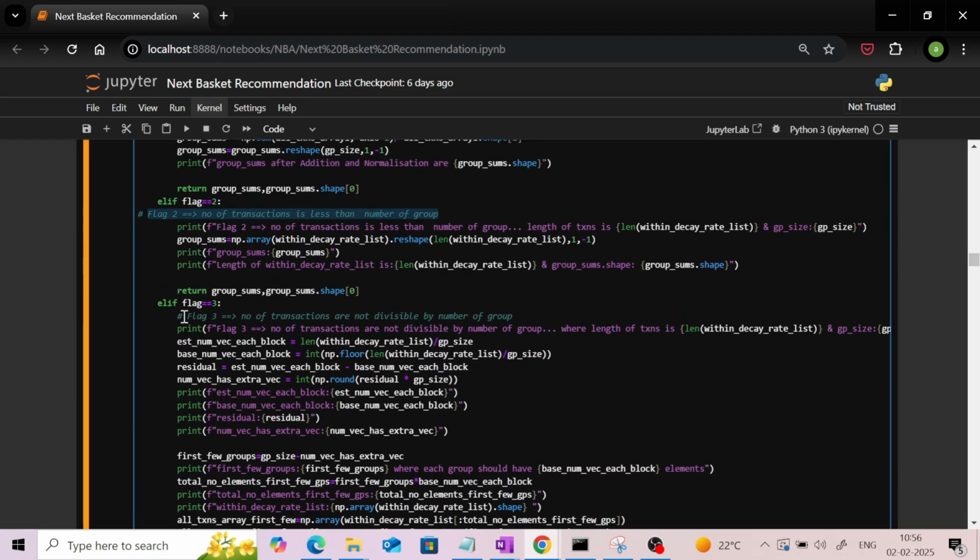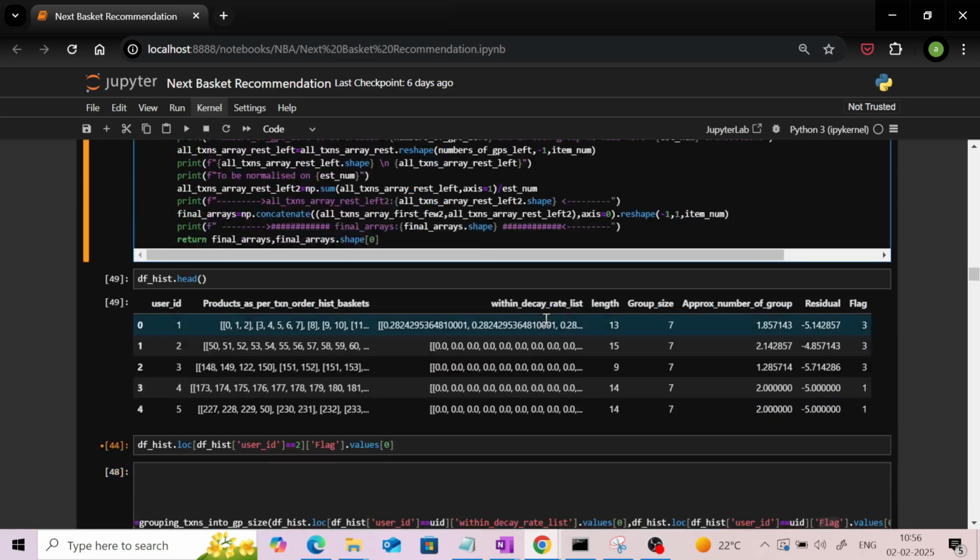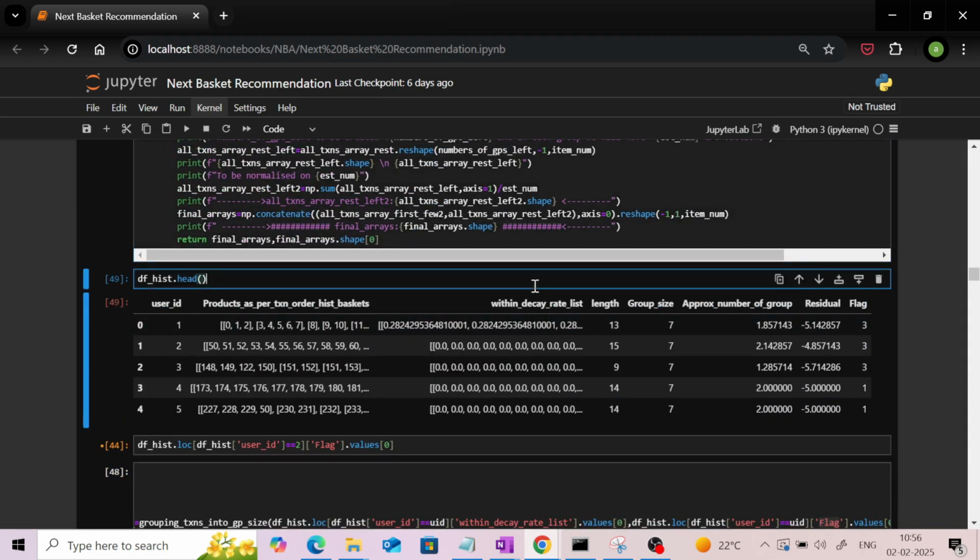The complicated part is the flag equal to 3, which I will be explaining, where the number of transactions is not exactly divisible by the number of groups. Let's see with the help of this example. As I was saying earlier, for user ID 2, we have around 15 transactions, and the group size is 7, and 15 is not divisible by 7. So the flag corresponding to that is 3.